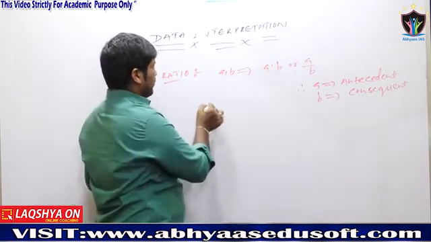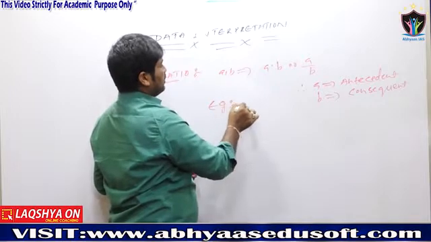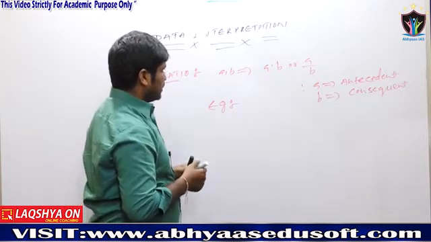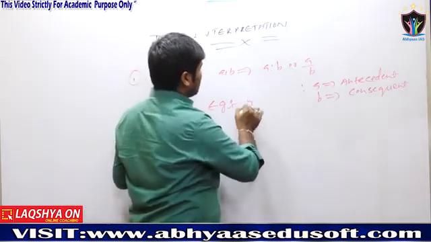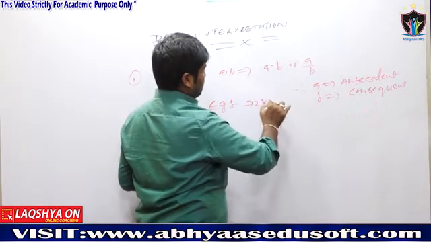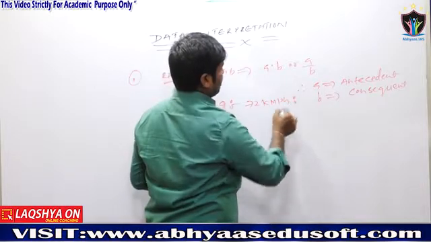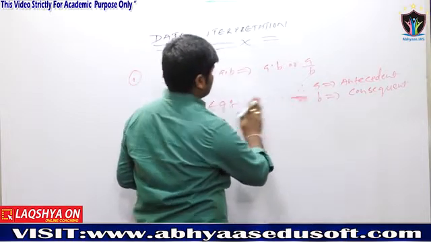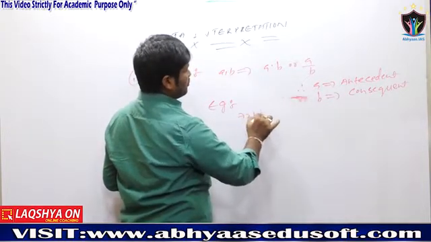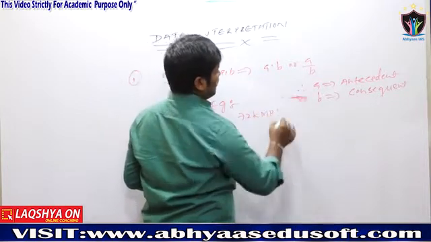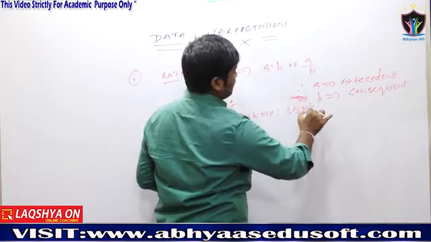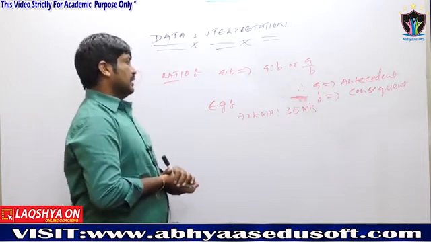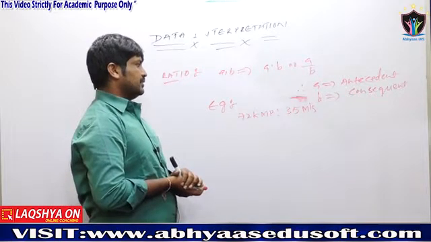Let us take an example. The ratio between 72 kmph and 35 meter per second. So here we have to find the ratio between 72 kmph and 35 meter per second.